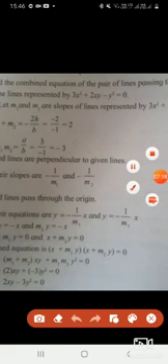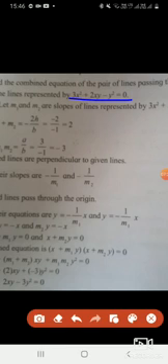First of all, we are comparing this equation with ax square plus 2hxy plus by square. So a is equal to 3, from this one we can get a is equal to 3. And 2h is equal to 2, so h is equal to 1. And b is equal to minus 1. Okay.